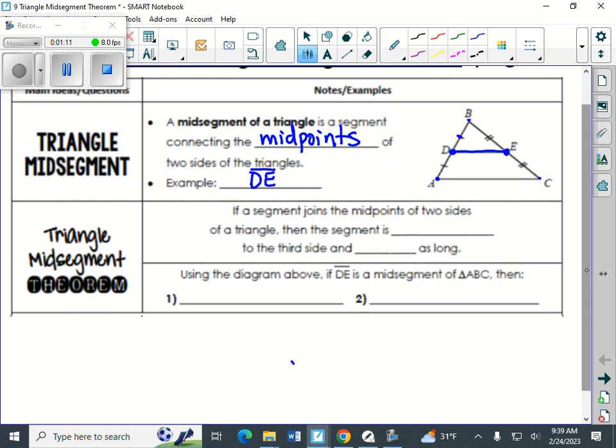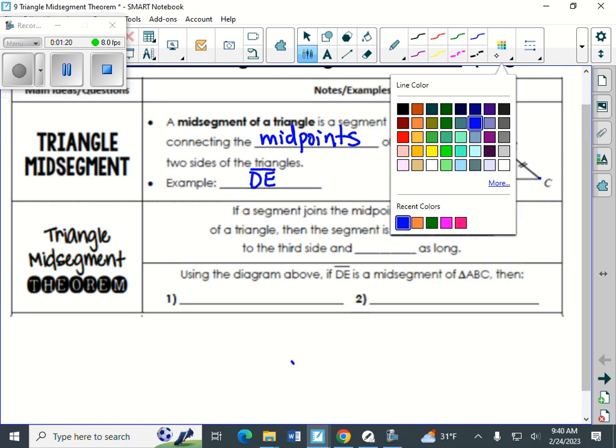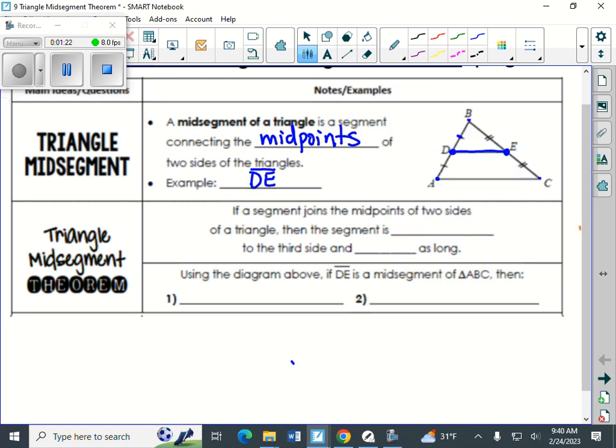And what it says is, if a segment joins the midpoints of two sides of a triangle, then the segment is parallel to the third side, and it is half as long.